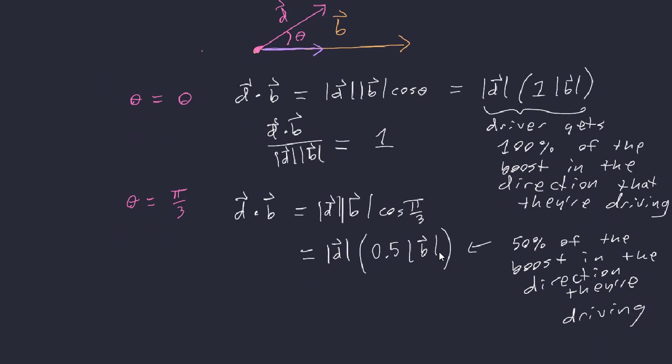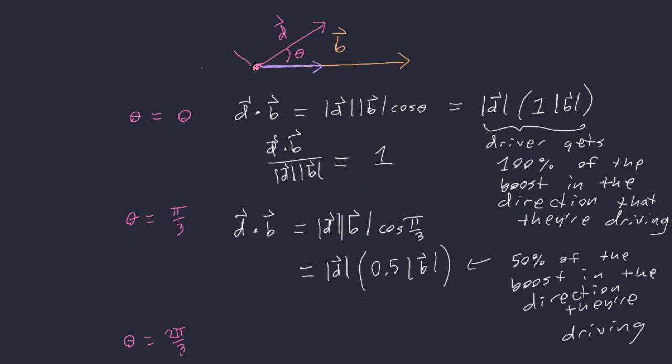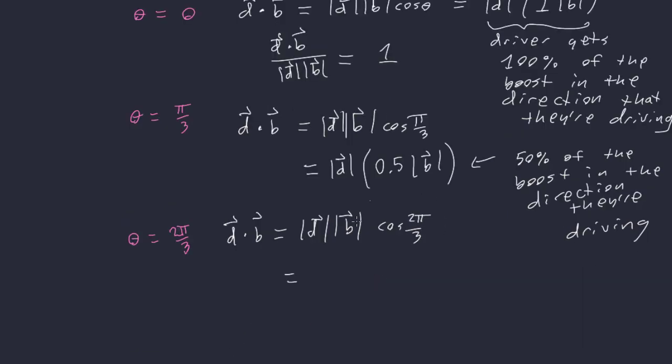All right. However, if we were to do something like 2 pi over 3, well, 2 pi over 3 would be something like this, 60 degrees, but you're coming at the boost pad in the opposite direction that it wants to push you. We'll get, in this case, since we're looking in quadrant 2, our cosine is going to be negative. So we actually get negative 0.5 of the boost. Now what that means is we're getting 50% of the boost, but in the opposite direction.